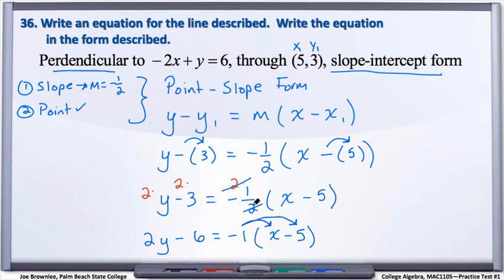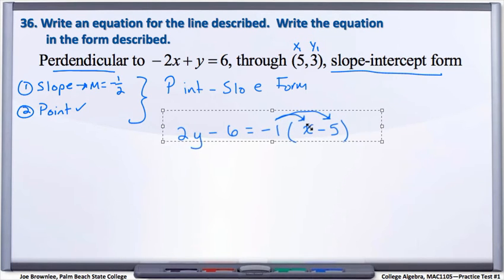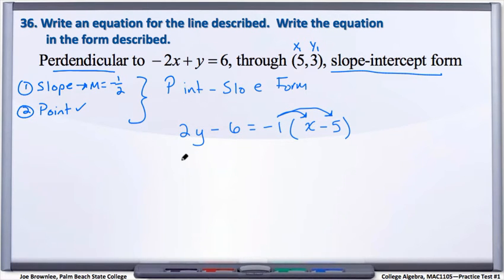All right, let me go ahead and give us some room here. So if you don't have this copied down, go ahead and pause the video or rewind. I'm going to get rid of it. So there's that. And then I'm going to move this up a little bit. All right, so we have 2y minus 6 equals, and now -1 times x is simply a minus x. -1 times -5 is simply a positive 5.